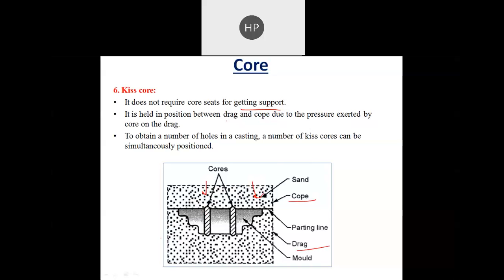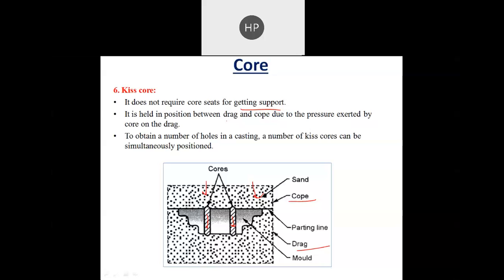Okay, so due to that force, whatever force the cope provides to the core, it will remain in position between the cope and drag. And to obtain a number of holes in the casting, a number of kiss cores can be simultaneously positioned.